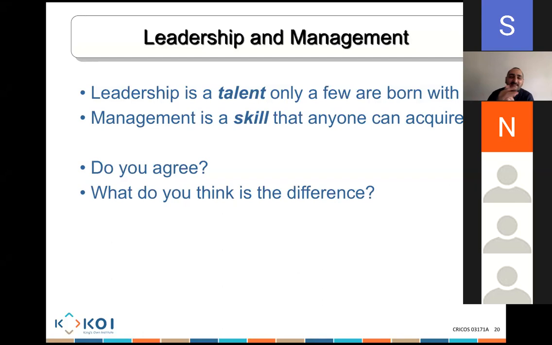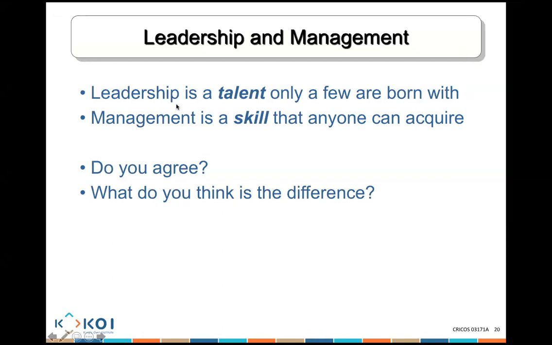Anyone else, guys? Okay. Do you think there's any difference between the two?